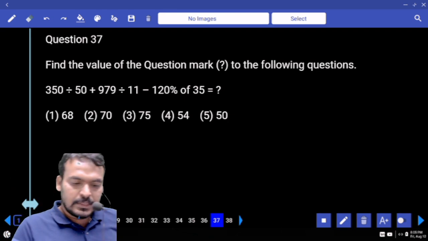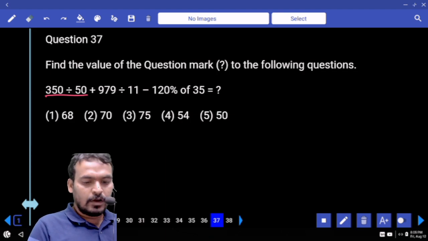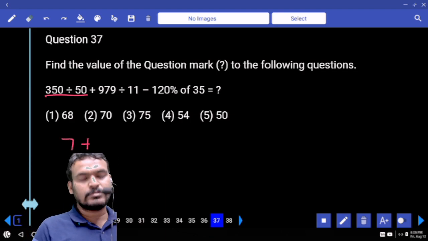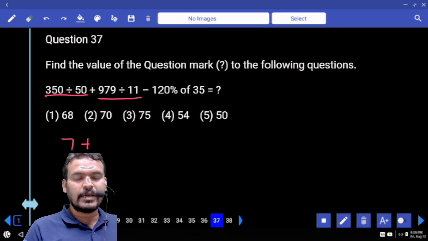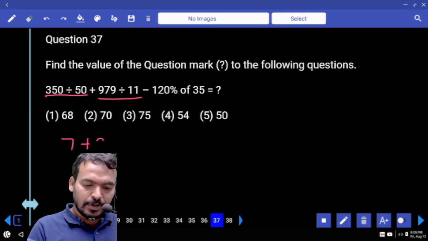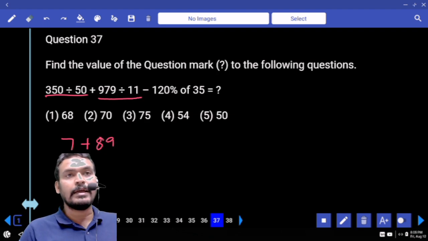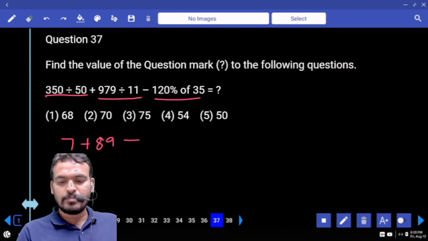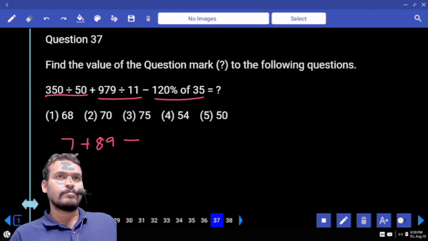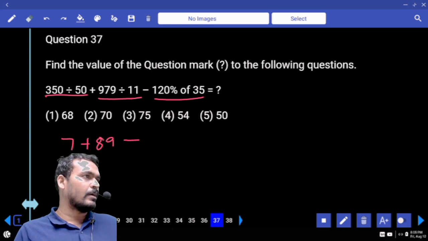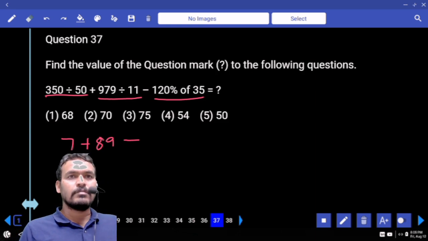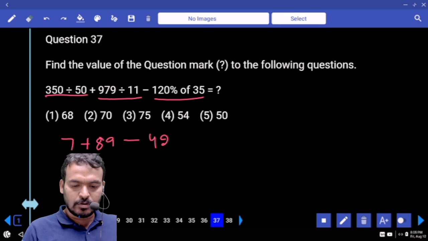First one, 350 divided by 50, how many times? 7 times. 979 divided by 11, how many times? 89. Minus 120% of which one? 35. Means 100% is 35, 20% is 7. Total it is 42.